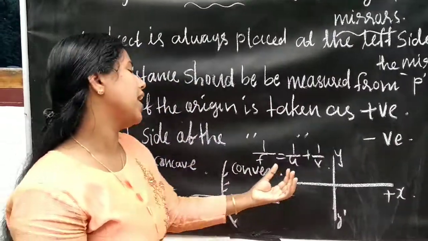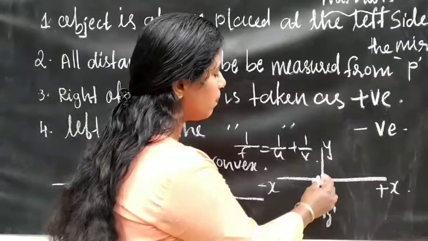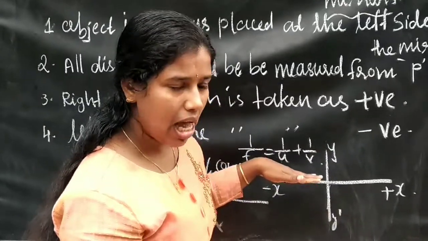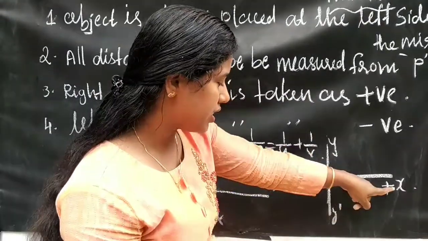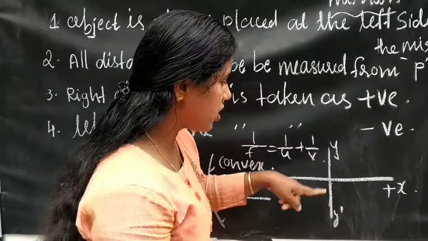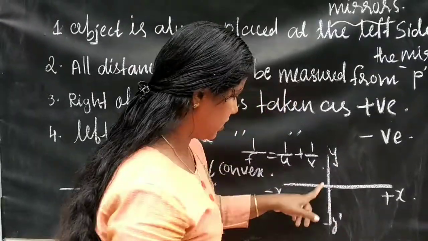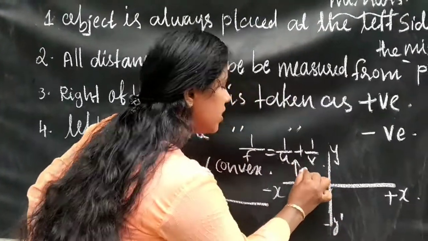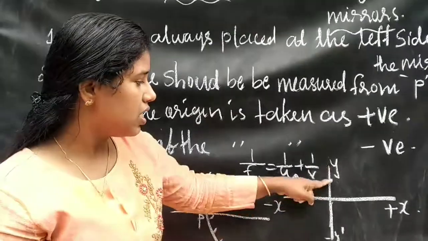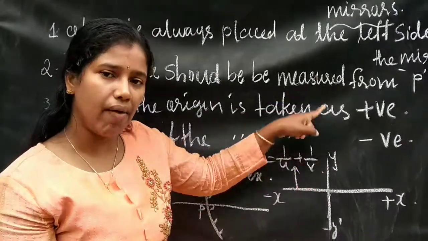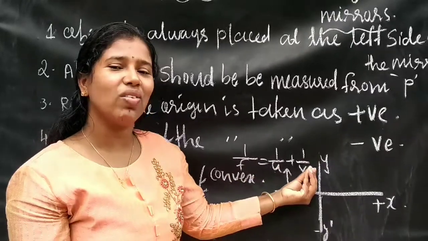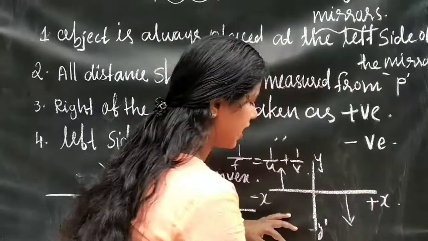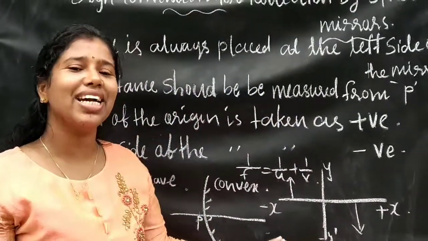Then one more diagram I have drawn here. This is the principal axis. Upside is y dash. This side is positive x, minus x. This side also, y dash means this side is minus. Upside, that means the object is always kept like this, along the positive y-axis. This side we can take as positive. If you get an image like this, downside, minus y, we take that as negative.